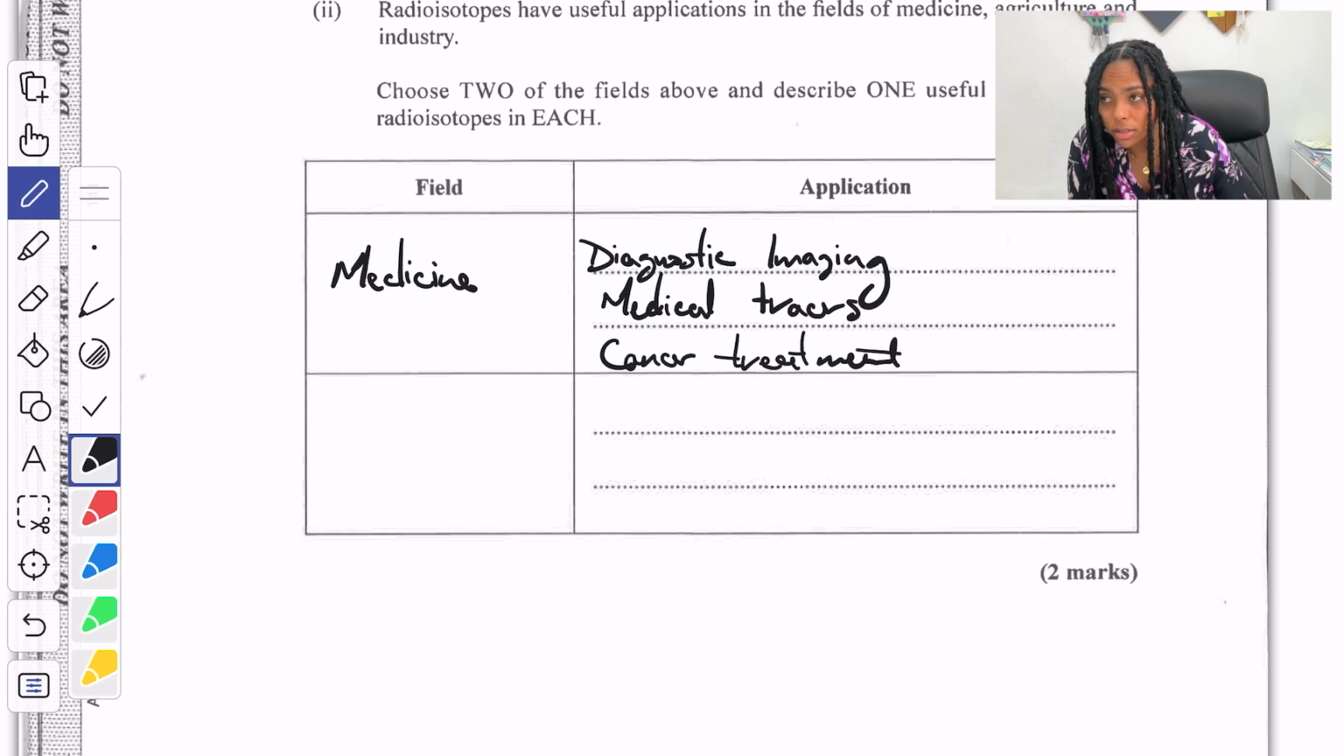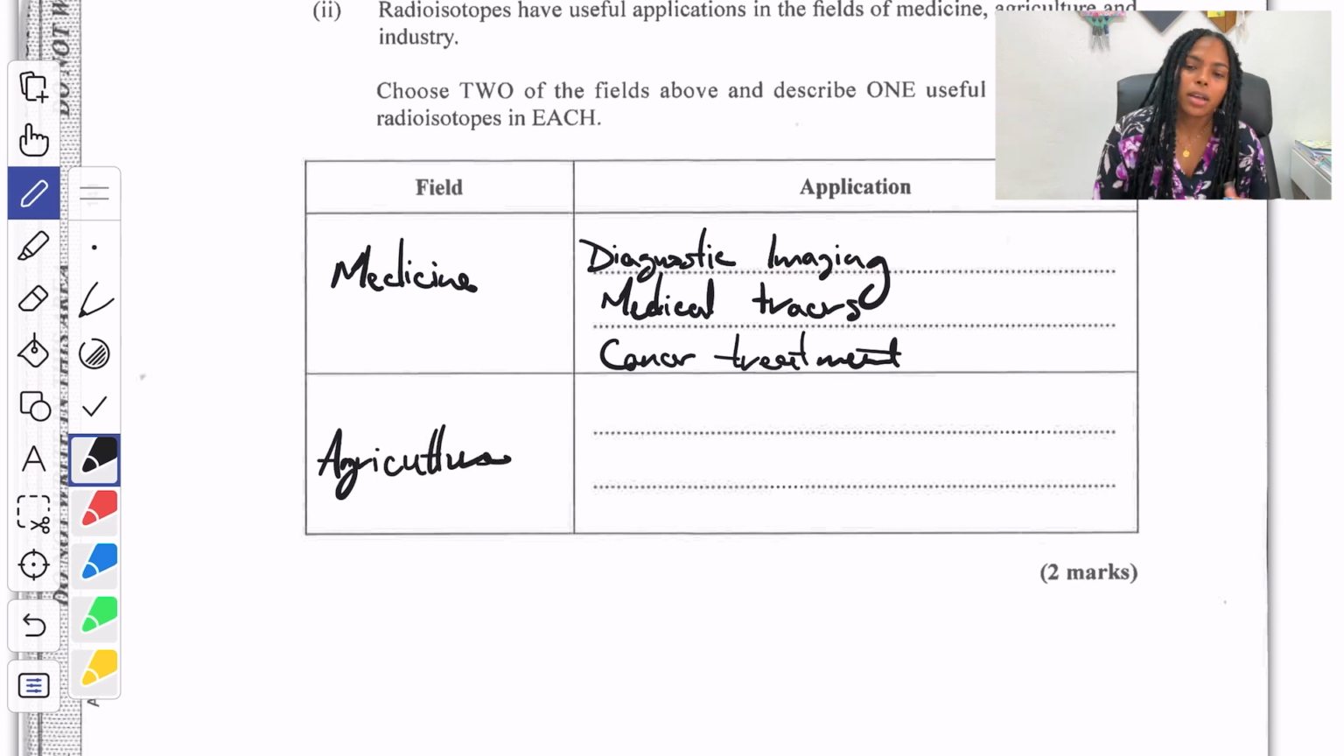Then for agriculture, tracers in irrigation systems to see where there's a leak or that sort of thing. In any sort of research, they could use tracers to investigate the uptake of fertilizers and water and whatnot into plants. So we have tracers here again, tracers for leak detection, irradiation of food, like to get rid of E. coli and salmonella from food services, and that's really all I can think of. So let me put that.